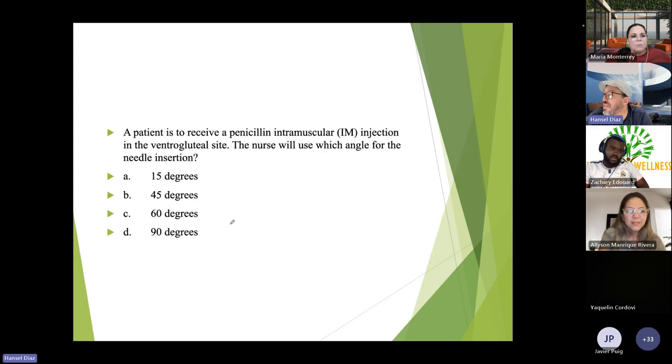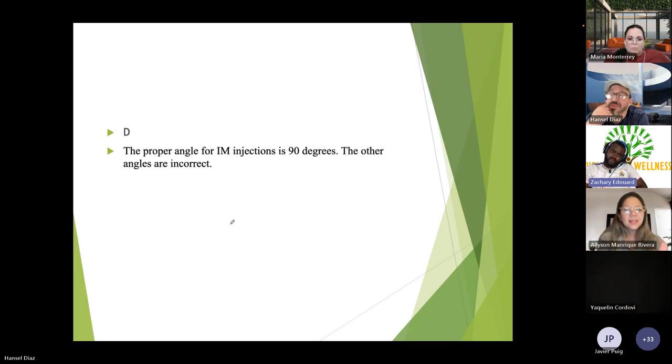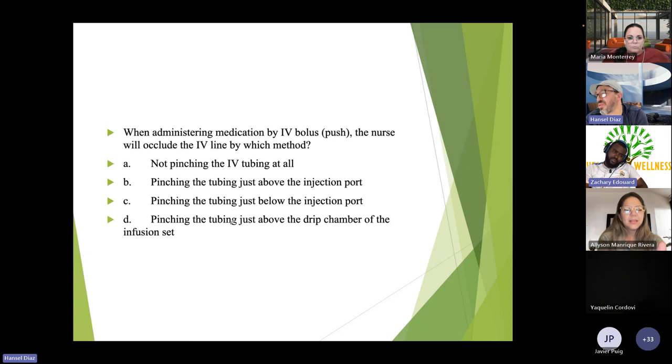The patient is to receive a penicillin intramuscular injection in the ventrogluteal site. The nurse will use which angle for injection? 90 degrees, with the right needle and the right syringe, right? 90 degrees. The other angles are incorrect.